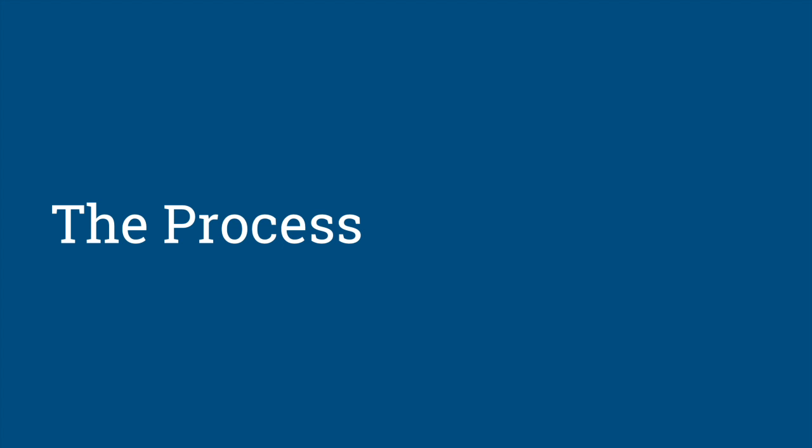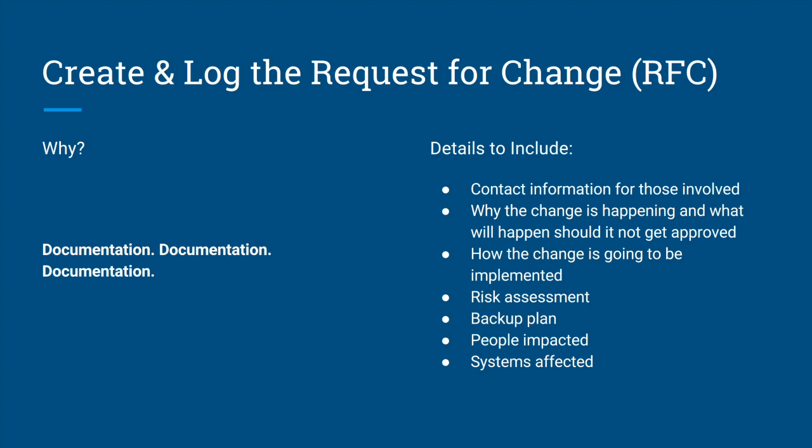We are going to step through the process. The first step in the process is to create and log the request for change form. This documentation is helpful going forward so that all the people who come across this change and participate in the change management process have all the details. Things that should be included on this document are contact information for the instigators of the change and for other people involved, why it's happening and what will happen if it doesn't happen, how the change is going to be implemented, a risk assessment, the backup plan for when things go wrong, the people that are going to be impacted, and how the systems are going to be affected.